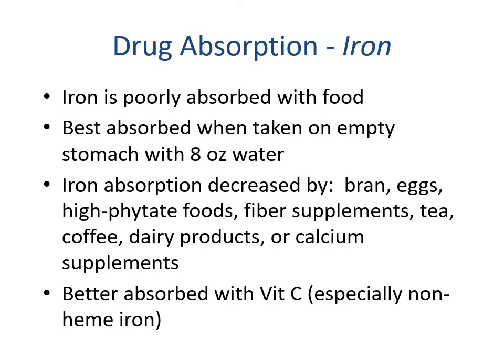Now to give you some examples, we'll take a look at absorption for iron. So iron is poorly absorbed when taken with food, and so it's best absorbed when taken on an empty stomach with water or with orange juice. And so we'll talk about that in the next bullet points. So iron absorption is decreased by bran, eggs, high phytate foods, fiber supplements, tea, coffee, dairy products, and calcium supplements. And we can further increase absorption with vitamin C. So you may see that it is recommended to take iron with orange juice.